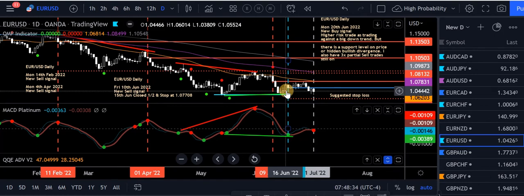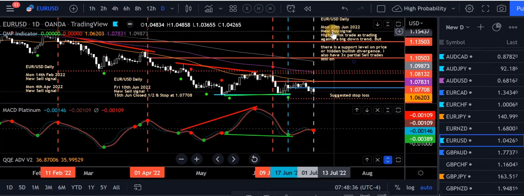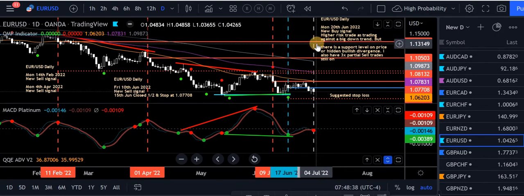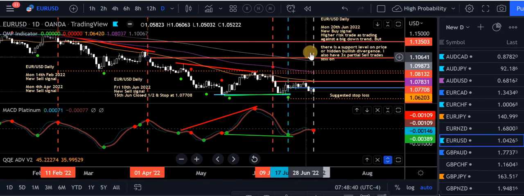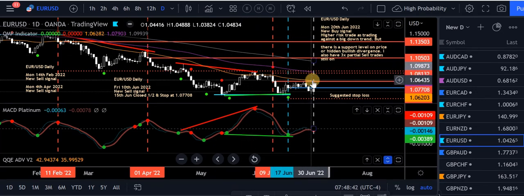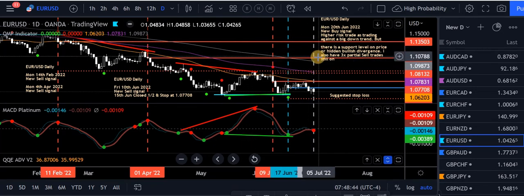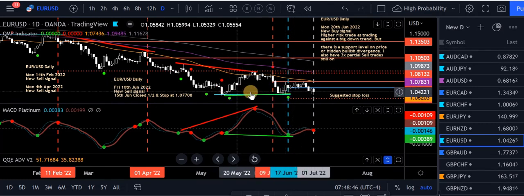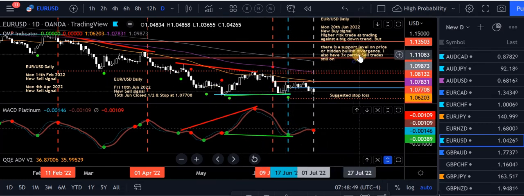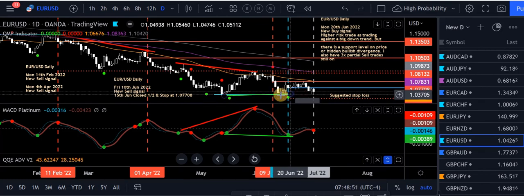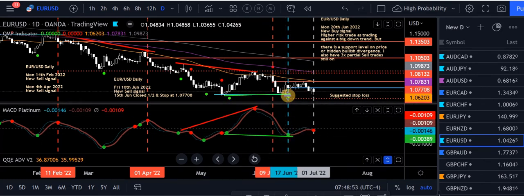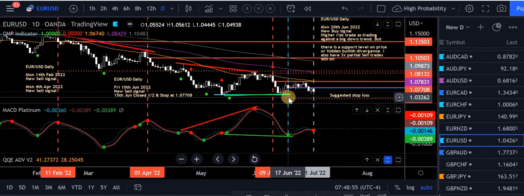In the meantime, taking a buy. So this is the trade signal over here. I don't mind taking buys against the trend, high risk trade. It is a downtrend, but there's support at this level here, and even a slight hidden bullish divergence. So there's a couple of factors there.